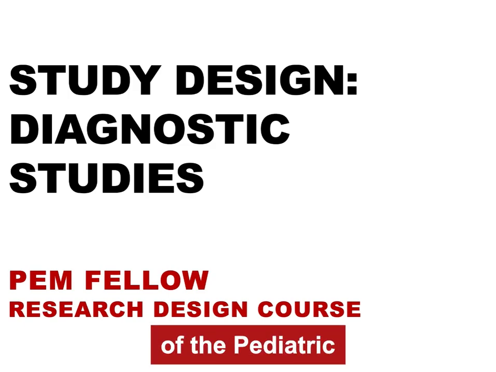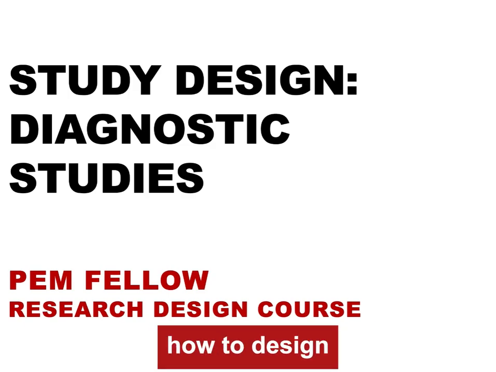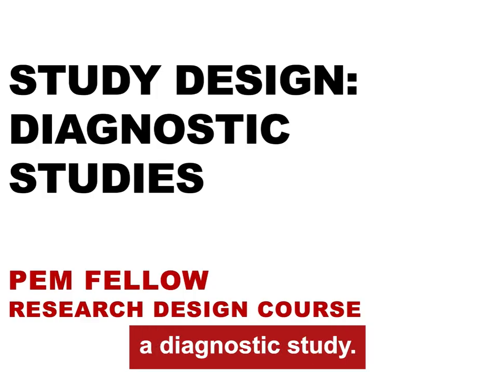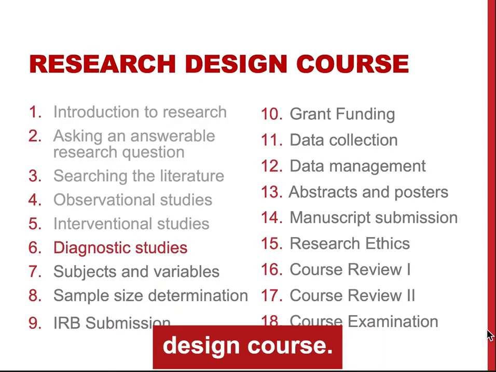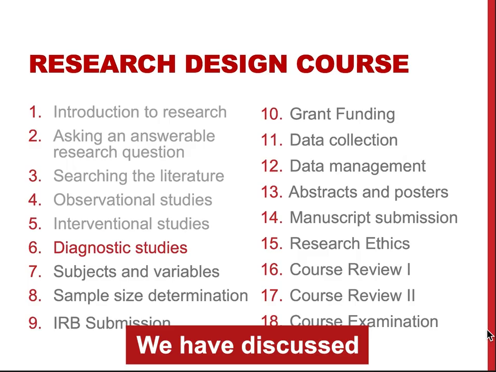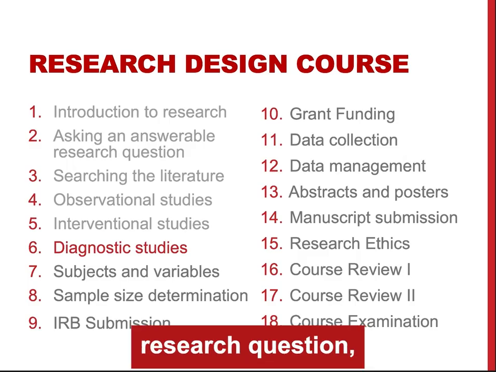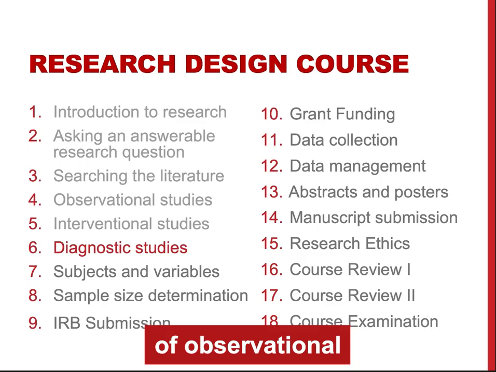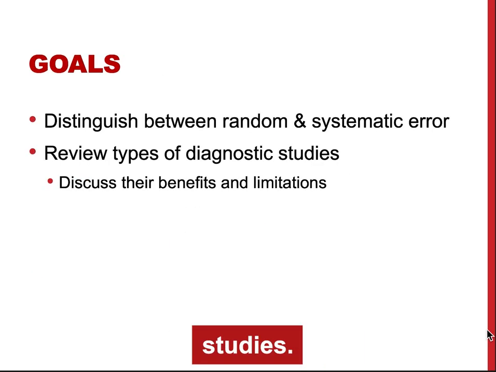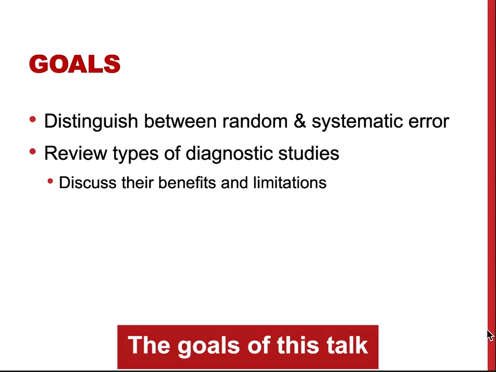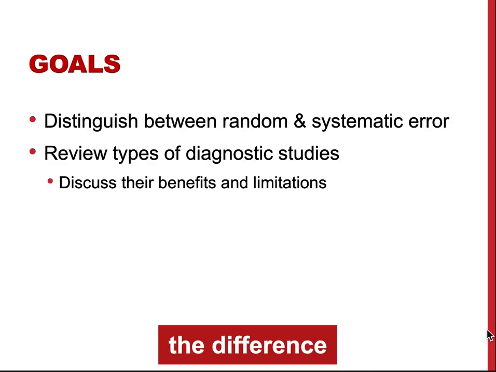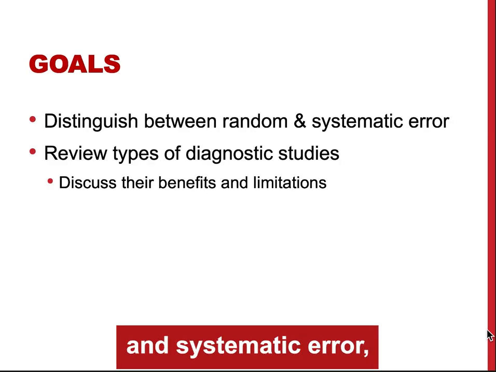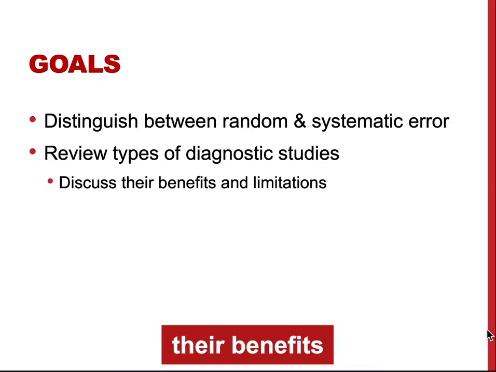In this session of the Pediatric Emergency Medicine Fellow Research Design course, we will discuss how to design a diagnostic study. This is the sixth topic in the research design course. We have discussed how to ask an answerable research question, search the medical literature, and the design of observational and interventional studies. The goals of this talk are to briefly review the difference between random and systematic error, and review the type of diagnostic studies and discuss their benefits and limitations.